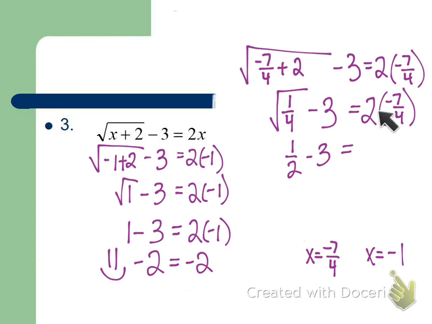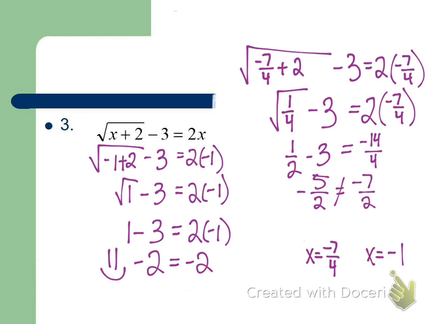We can go ahead and multiply the 2 times the -7/4. -14 over 4. We can reduce that on the next step. If we take 1/2 minus 3, what do we get? Sure, if you want to write it as -2.5, that's fine. I would write it as -5/2, but personal preference, that's fine. -2.5 is the same thing. And then we need to reduce -14 over 4. -7 over 2.